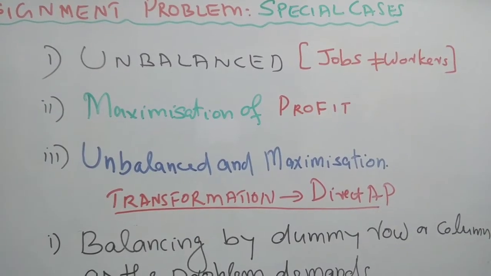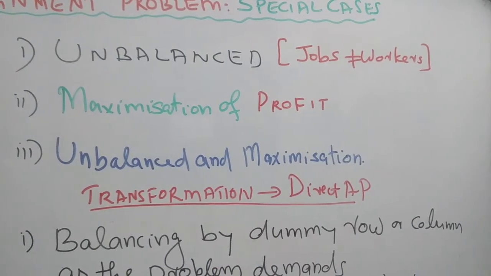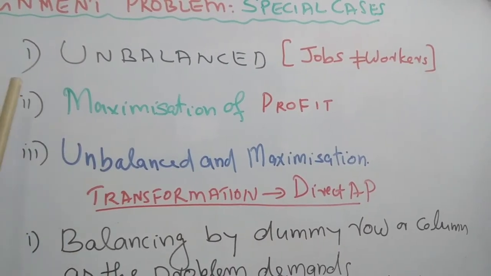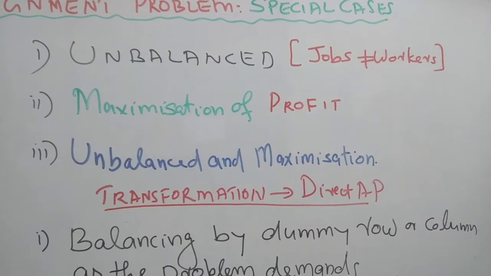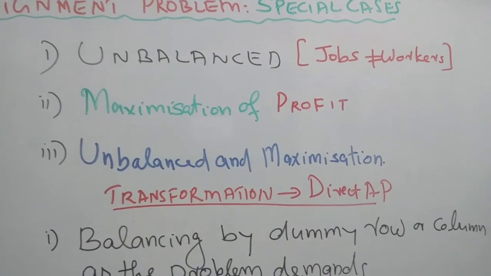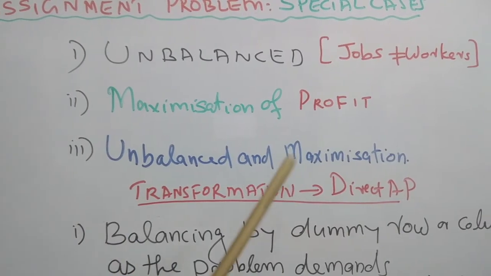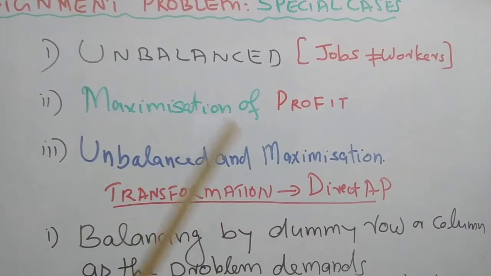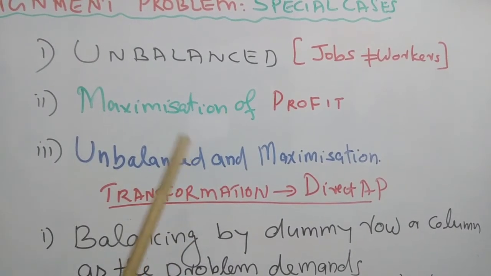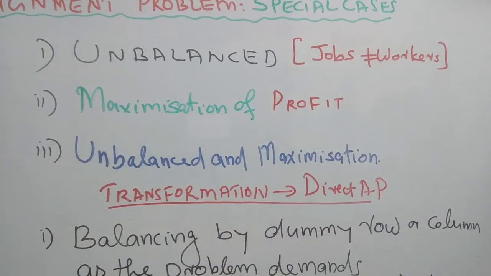Three types of special cases of AP are discussed. One, unbalanced AP. An AP should be balanced; that is the first condition. Here we discuss the special case of unbalanced AP. Unbalanced means, in mathematical terms, that it is not a square matrix: the number of rows and columns are different. In our terminology, the number of jobs and the number of workers are not the same. It is called an unbalanced assignment problem.